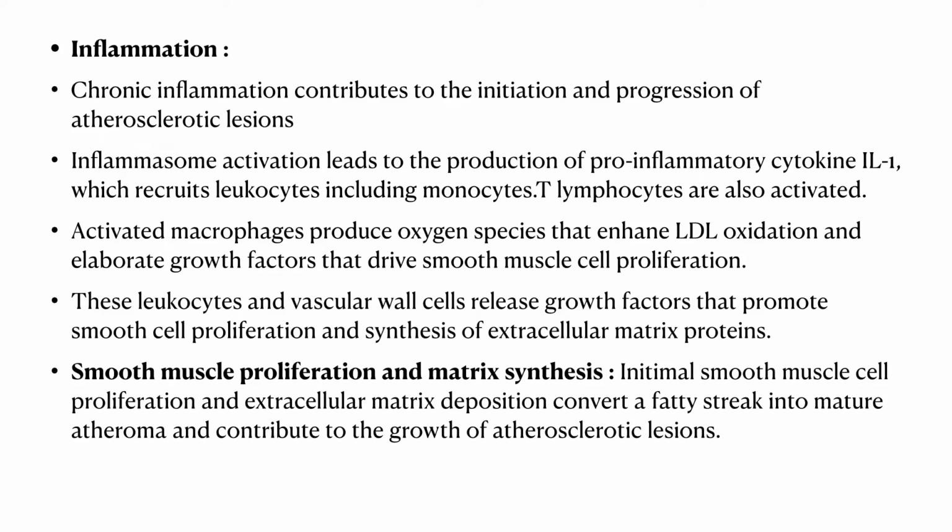Thus, many of the atherosclerotic lesions are attributable to chronic inflammation, smooth muscle cell proliferation, and matrix synthesis. Intimal smooth muscle cell proliferation and extracellular matrix deposition convert a fatty streak into mature atheroma and contribute to the growth of atherosclerotic lesions. What is a fatty streak? A fatty streak is just an area, or streaks, in a blood vessel which mainly contain lipid-filled foamy macrophages.